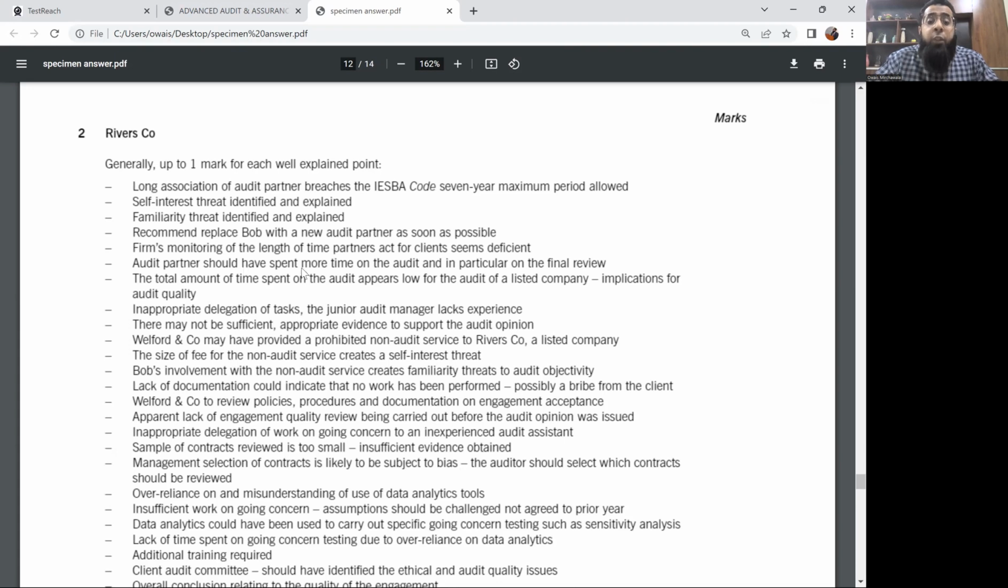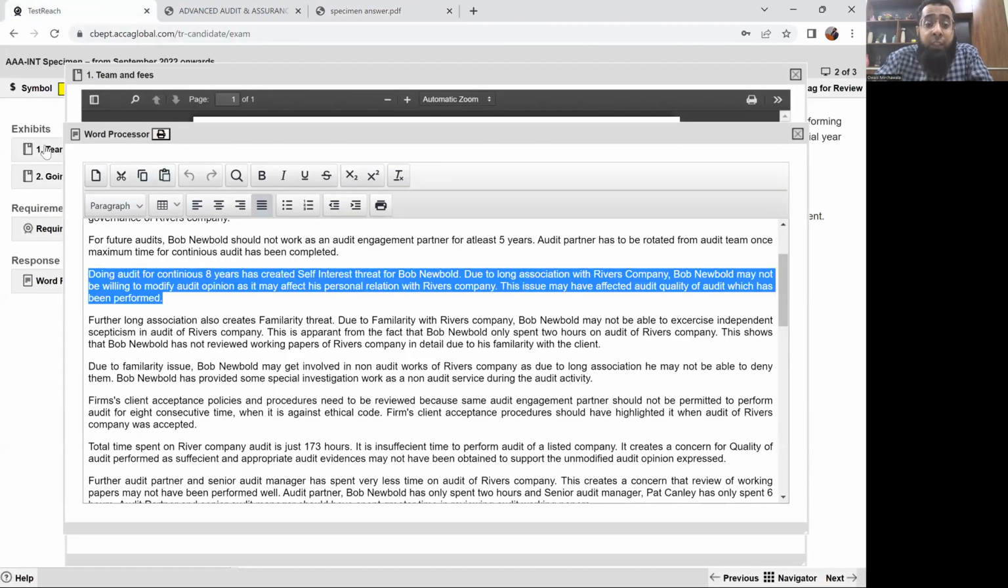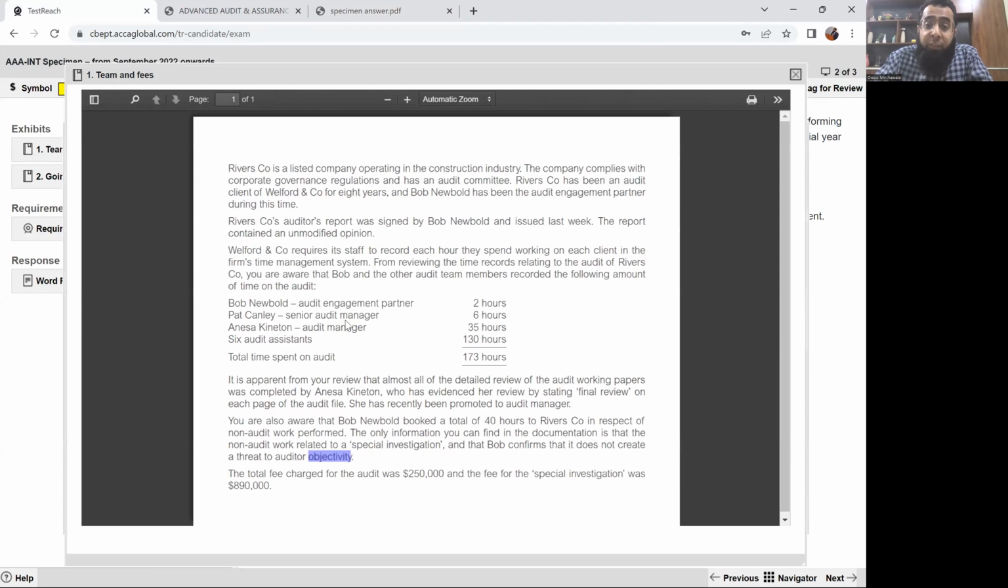Then the audit partner should have spent more time on the audit and in particular on the final review. Now this timing issue is referred in the timesheet, which we haven't referred yet. We are currently focusing on these 2 paragraphs only.